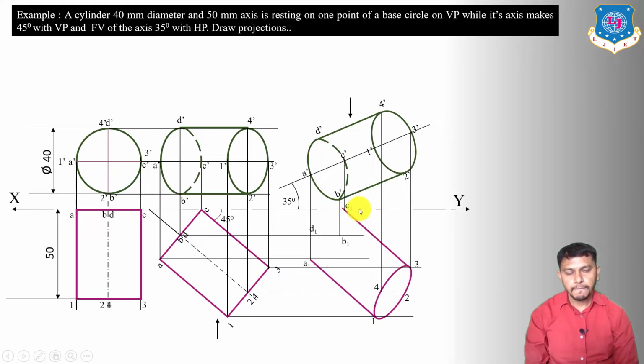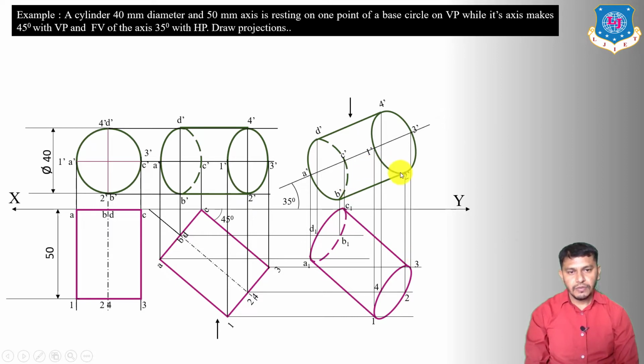Now we have to draw the base, and the part of the base which is nearer to the observer is going to be visible in the top view. You can see that A dash, B dash, C dash is nearer to the observer. So in the top view, the part in between A, D and C1 is going to be a visible curve, and the inside part, that is A1, B1, C1, is going to be hidden. So this part of the cylinder is going to be visible and this part of the cylinder is going to be hidden in the last stage.